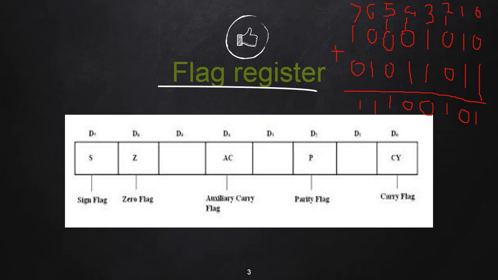Then the last flag is the carry flag. The carry flag can be 0 or it can be 1. When it is 0, it means no carry was generated at the end of the arithmetic operations. And if carry is 1, it means carry was generated at the end of the arithmetic operations. So these are the 5 flags.